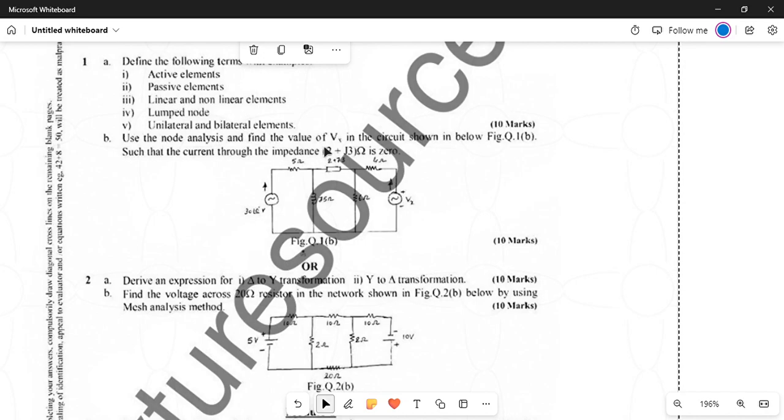I have tried to solve this question. I have solved this question. So I just check this question without fail. You can just check this question without fail.